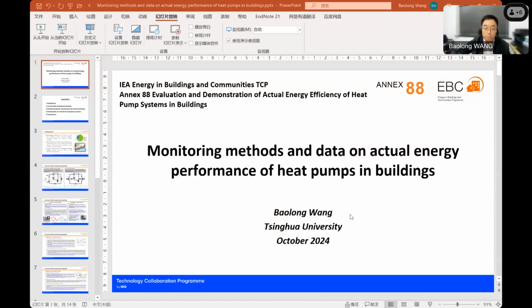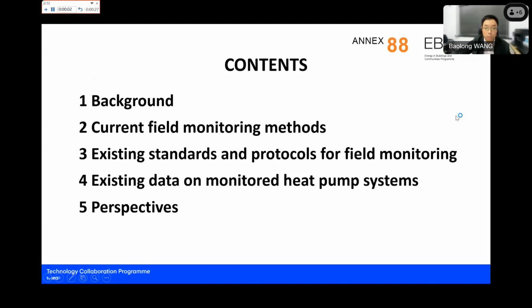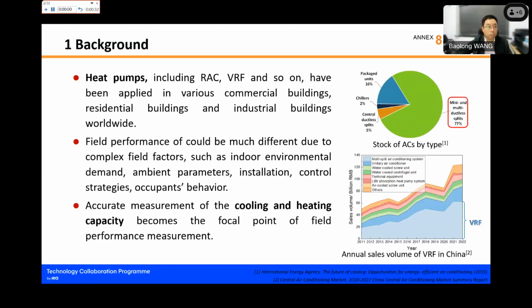Subtask B2. This part actually we try to summarize the monitoring method and collect the data on actual energy performance of the heat pump in buildings. So my presentation includes the following 4 parts. First part is about the background, as Nicolon said, that the heat pump, including the room air conditioner, VRF, and so on, has been applied in many kinds of commercial buildings, residential buildings, and industry buildings worldwide.